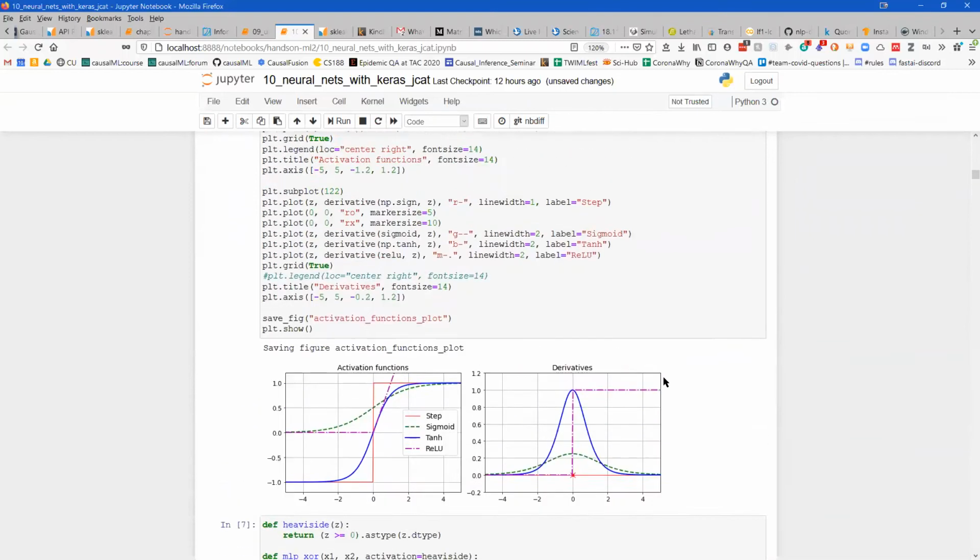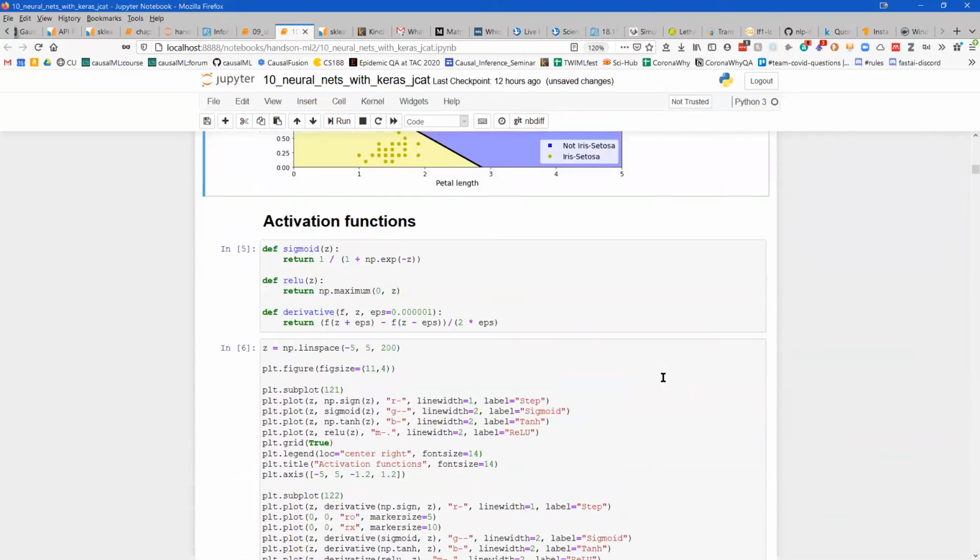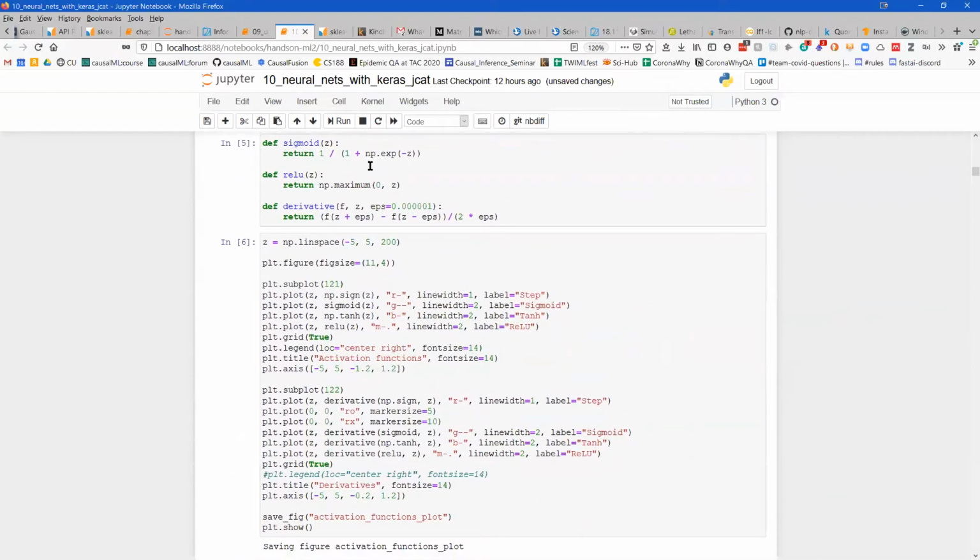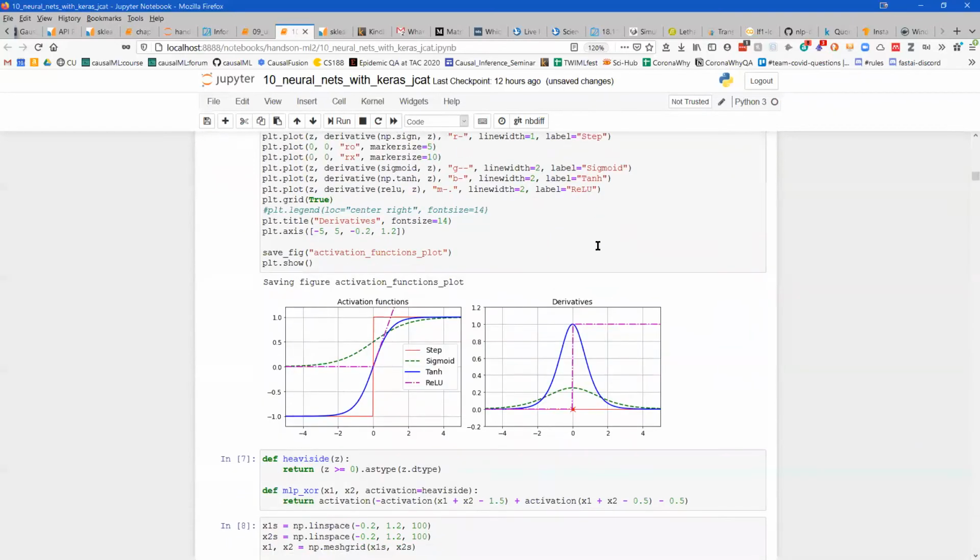The next thing is we look at the different activation functions. I think many of you have seen these. The sigmoid function is an S-shaped function that goes from, sorry, the output goes from 0 at negative infinity up to 1 at positive infinity. It's an S-shaped function, which you can see here. The sigmoid is the green one, right?